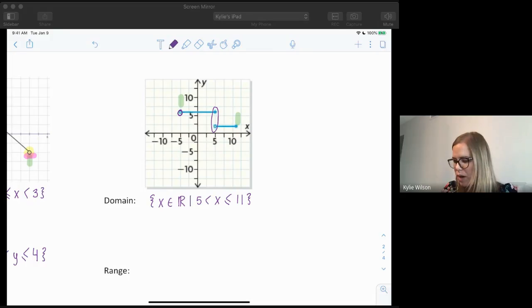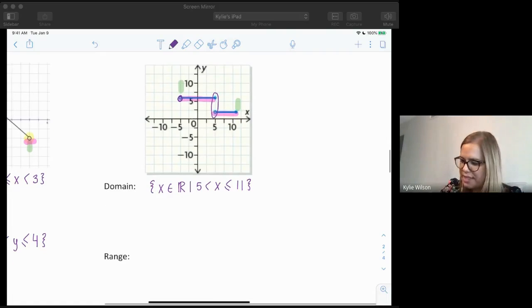And now if I look at my y's, the y's are a little different here. My y's only have 2 values. So my y's are here at 6 and down here at 2. So I don't have really a range for my y's. I only have 2 specific values for my y's. So I can just write that out. That range is 2 and 6. I don't always have to have an interval for my domain and range. Sometimes my domain and range is just specific numbers, and that's okay.